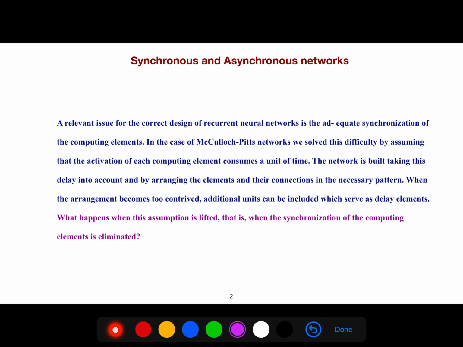In the case of McCulloch-Pitts networks, we solve this difficulty by assuming that the activation of each computing element consumes a unit of time. The network is built taking this delay into account and by arranging the elements and their connections in the necessary pattern. When the arrangement becomes too contrived, additional units can be included, which serve as delay elements. So what happens when this assumption is lifted? That is, when the synchronization of computing elements is eliminated.